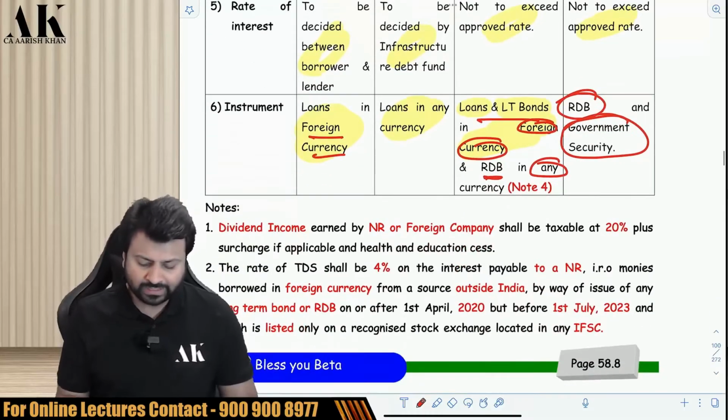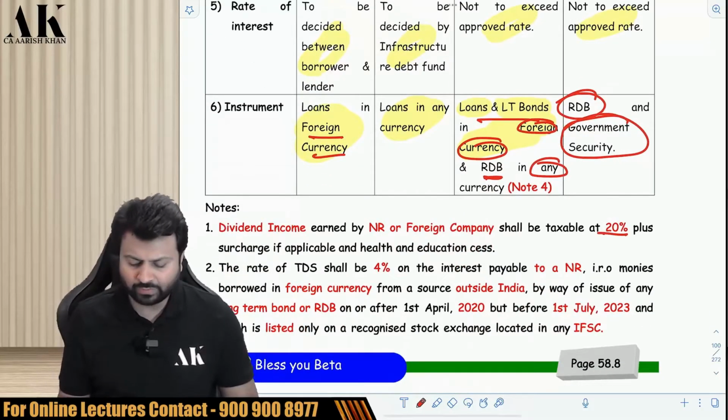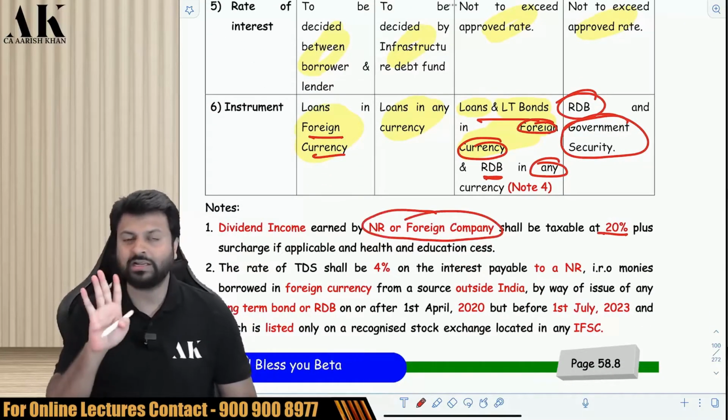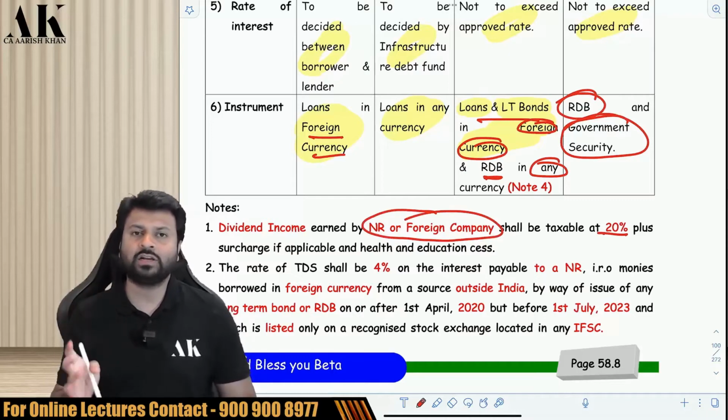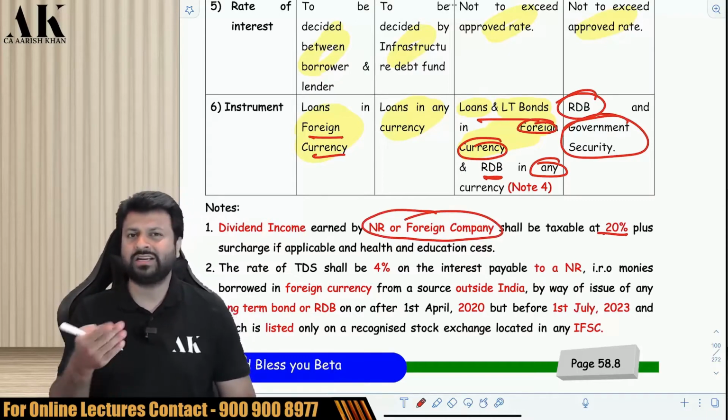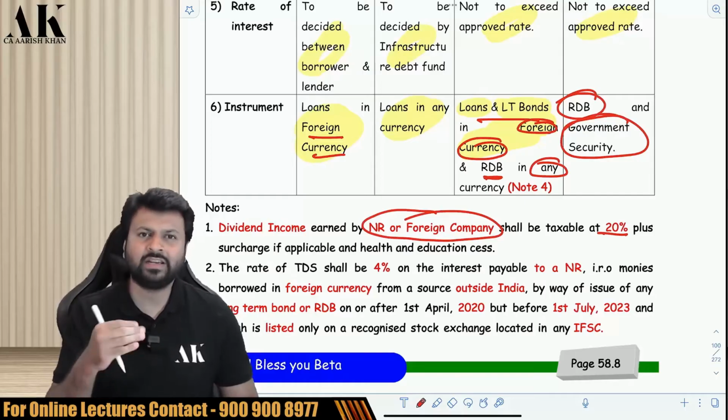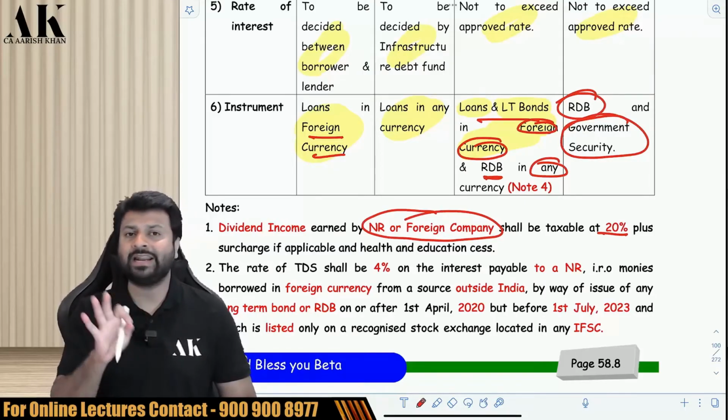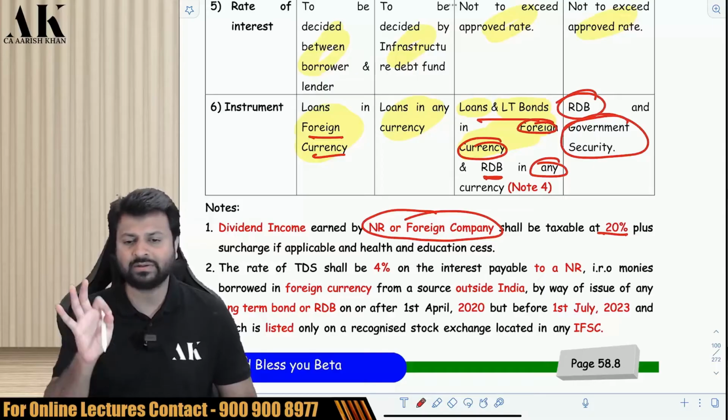Now the dividend income will be taxable flat at 20% in case of a non-resident and foreign company. So in case of a non-resident and foreign company investing in the Indian company shares and earning some dividend, that dividend will be taxable at 20%.